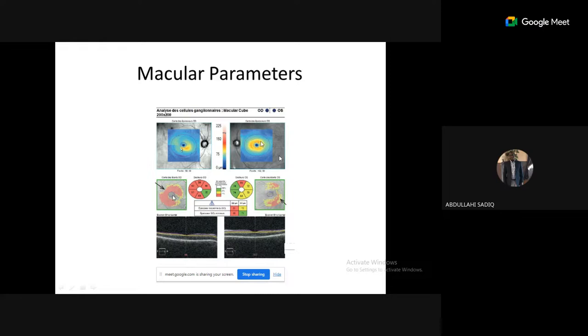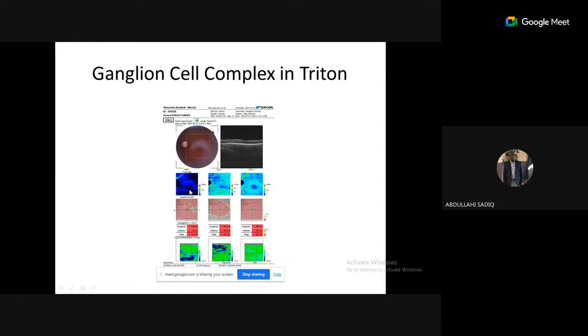Now, if you look at this one, this seems to be a little bit healthier. You can see more areas of yellow mixed with some areas of red. And therefore you can see the defect here is not as extensive as here. It also gives a quadrant distribution of the defect, as you can see here. It also gives you the average of the ganglion cell complex in the right and the left eye. And also very important is the centration. We'll talk about that later.